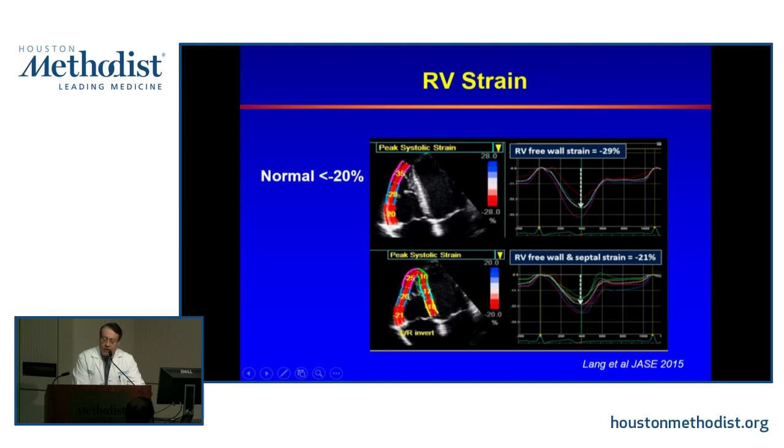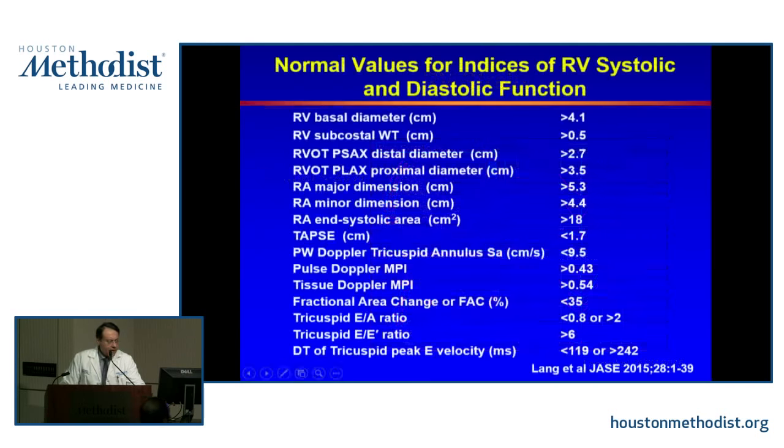RV strain, and strain in general, is an indicator of contractility, but is also affected by preload and afterload. For strain, heart rate and technical quality are very critical as well. So that's a summary for many of the measurements we talked about.